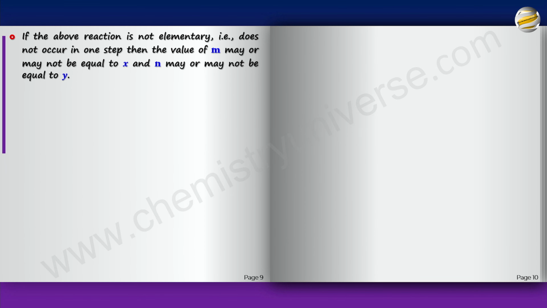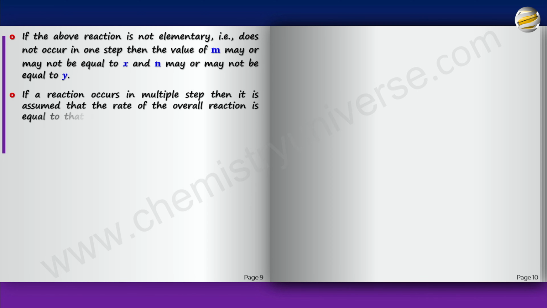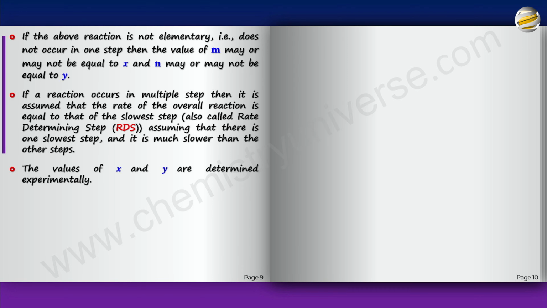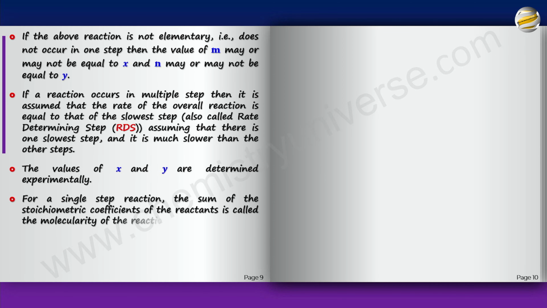Now, if a reaction occurs in multiple steps, then it is assumed that the rate of the overall reaction is equal to the rate of the slowest step, also called the RDS, rate determining step, assuming that there is one slower step and it is much slower than the other steps. The value of X and Y are determined experimentally, that I've already told you. Now, for a single step reaction, the sum of the stoichiometric coefficients of the reaction is called molecularity of the reaction. Again, a very important thing to understand.